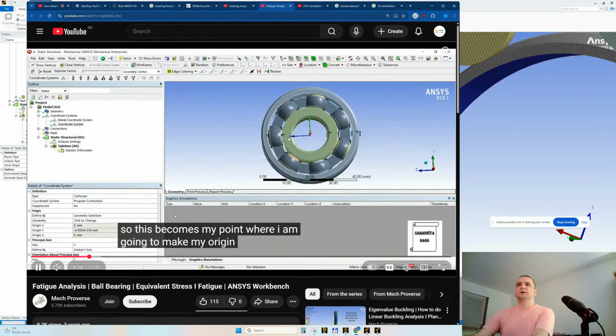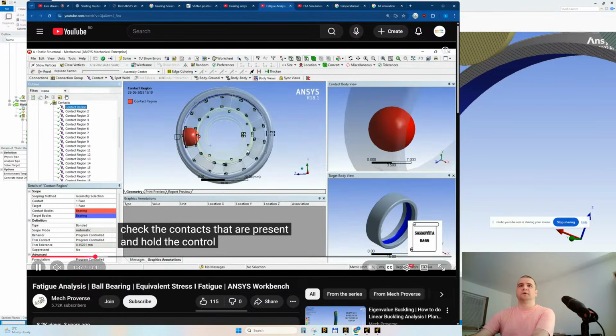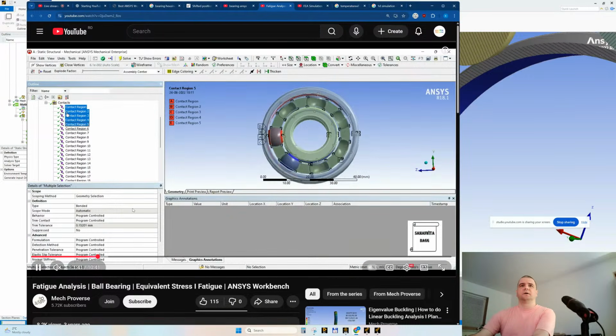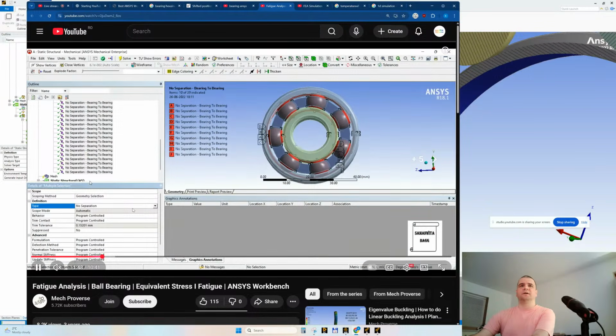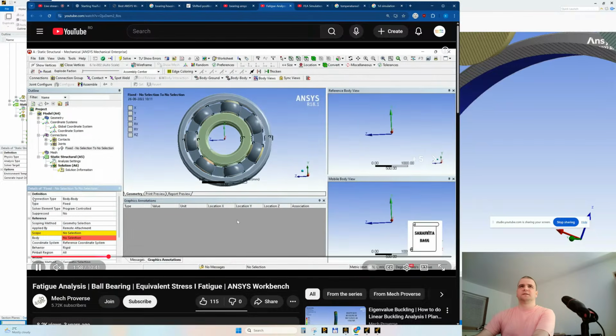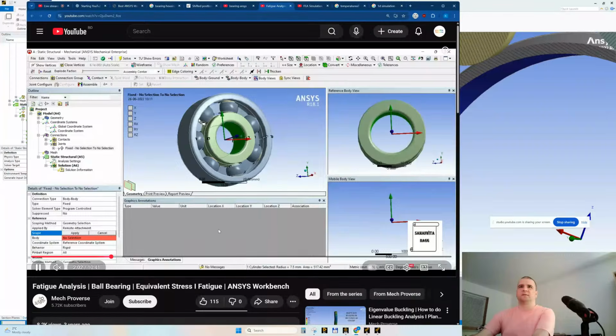He put a coordinate system in the middle. Why? We have contact regions. No separation. Everyone is no separation. It's clear that someone copied someone. Everyone copied this or another person. Separation.